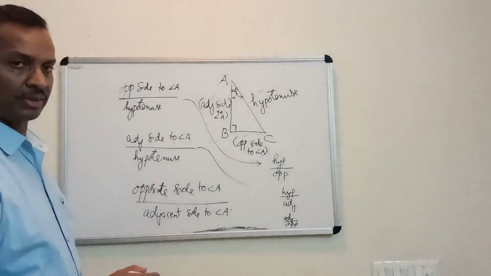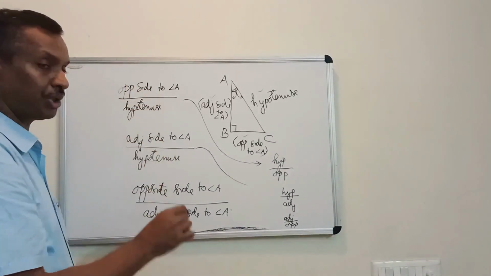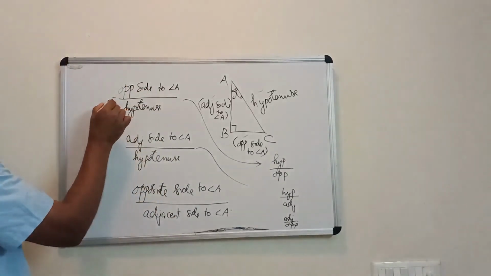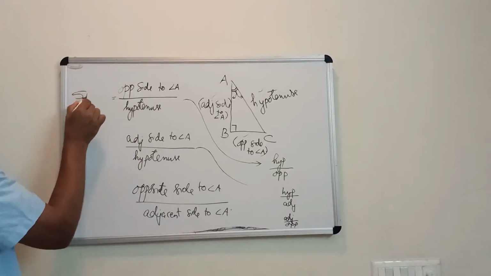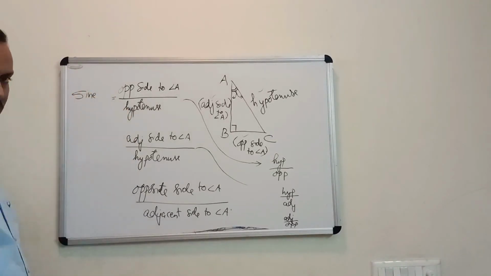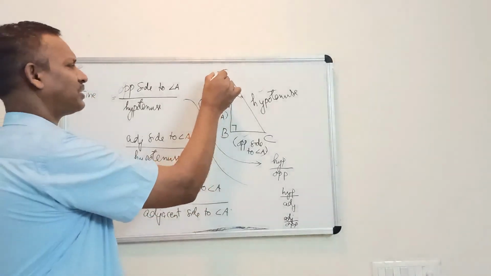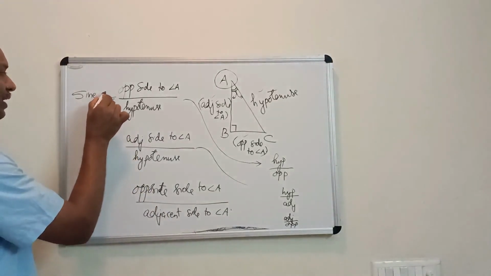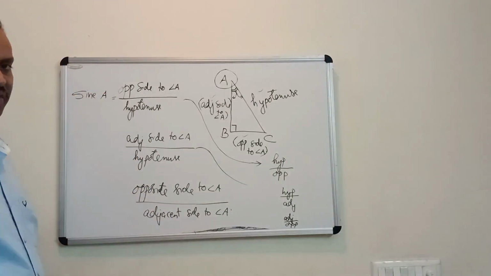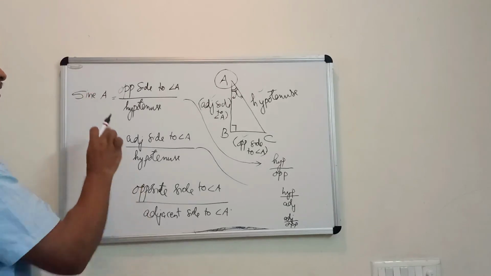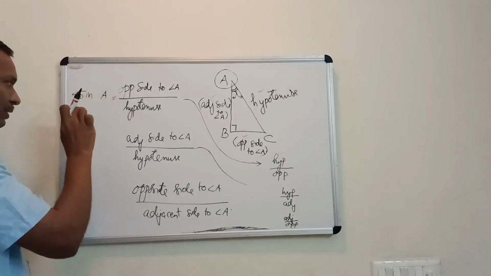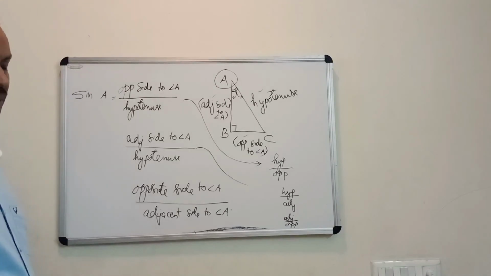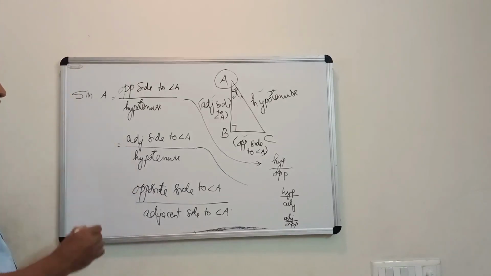And trigonometry has given names to these ratios. The first one is sine, S-I-N-E. And we have to mention the reference angle with every ratio. So sine of angle A. In short, we write sine A. Don't read it as sin, it is sine. E is understood. And the second ratio is named cosine.